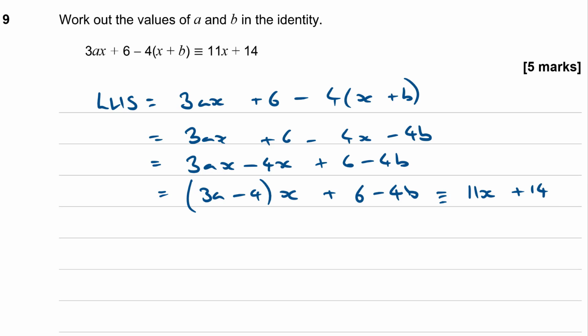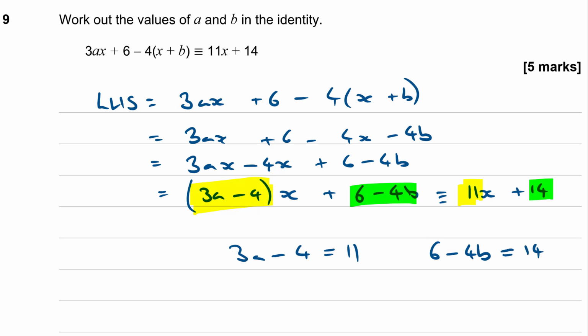So what I can do now is say, well, this coefficient of x here, if it's identical to the other expression, must be 11. And this constant I've got on the end must be the same thing as that constant over there. So I can form two equations now. I can say that 3a minus 4 is equal to 11. And I can say that 6 minus 4b is equal to 14.